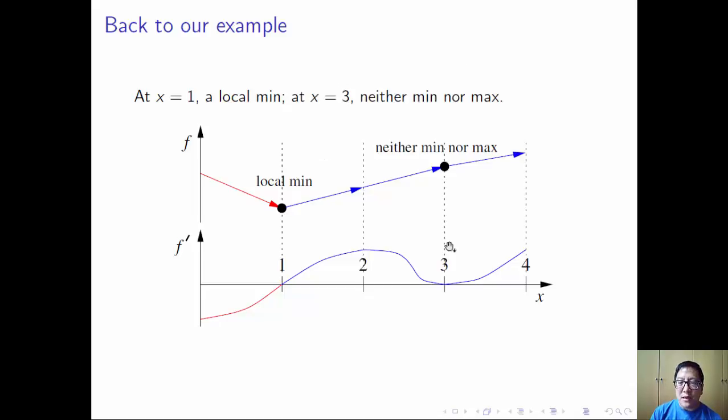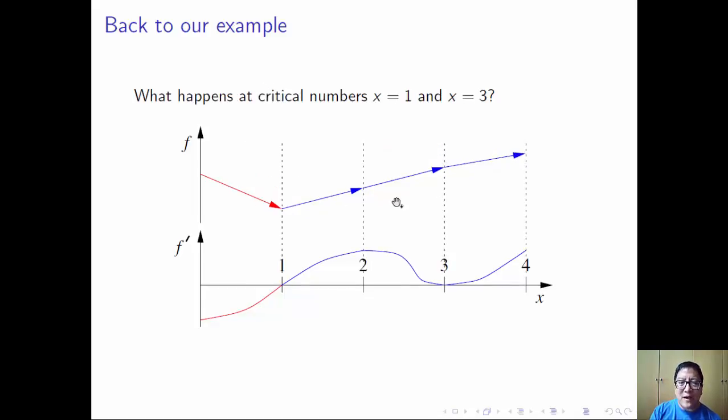And at x equals 3, because f prime is positive on both sides of 3, which means that f itself is increasing on both sides of 3, we have neither a local min nor a local max at x equals 3. So, in other words, what the first derivative test tells you is basically what you knew already from making this stick figure picture. It's just sort of codified now.